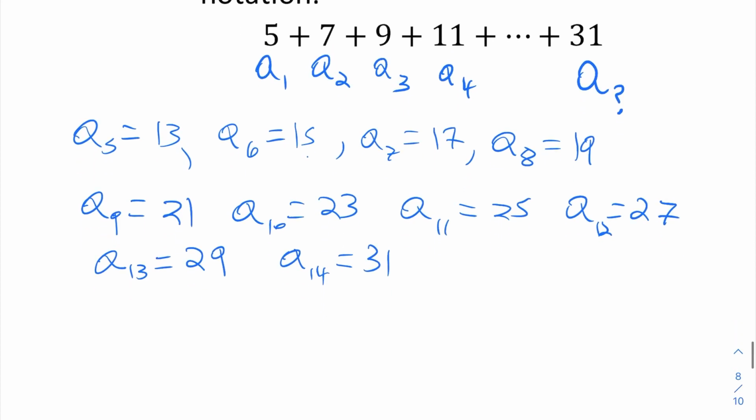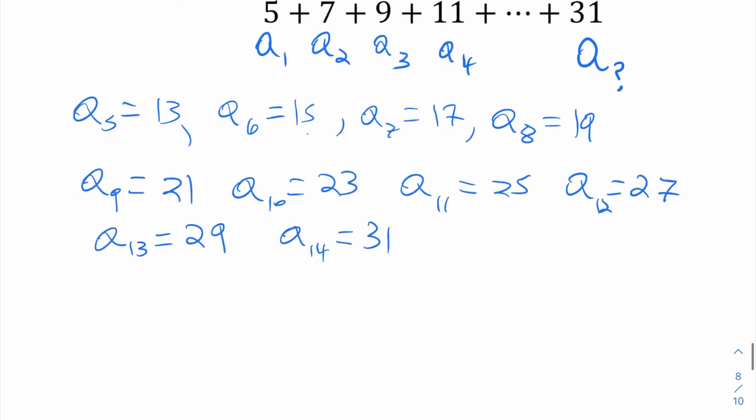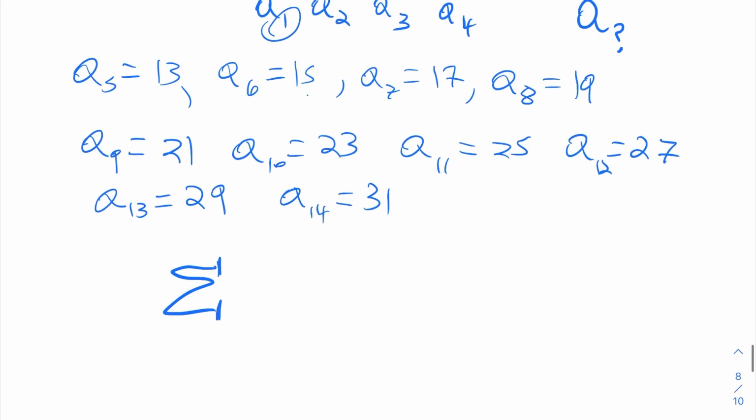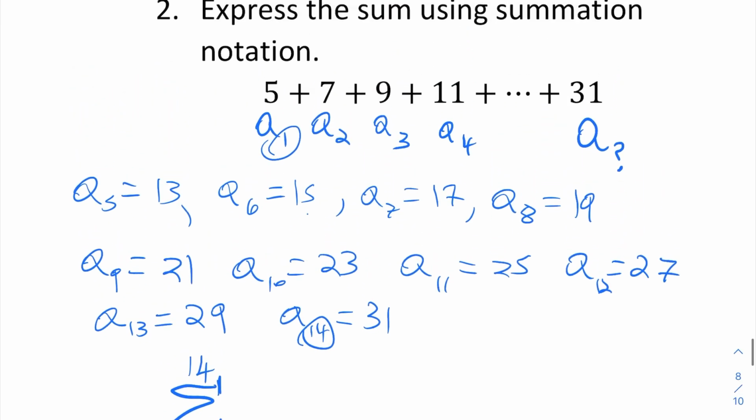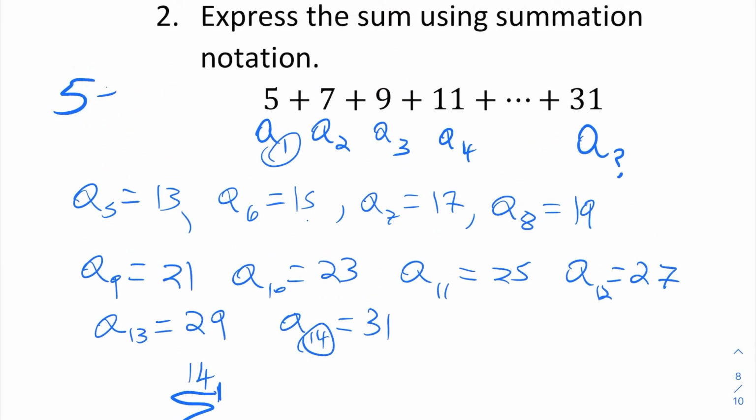So basically, they're asking me for that summation in summation notation. Well, that would be the sum, and the index, we started at 1. So we started with a1, which was 5. So I equals 1. And we went all the way up to 14. So we didn't stop until we got the 14th term. And then we have to describe the individual terms.